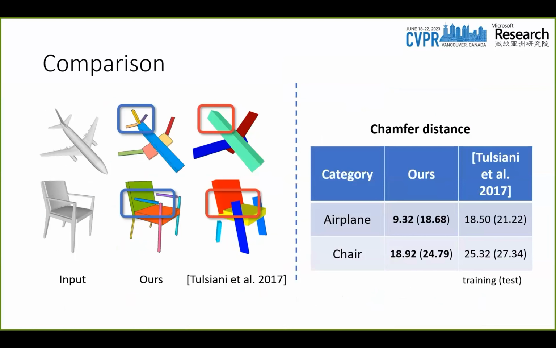We compare our results with the previous work, which is also an unsupervised learning method for cuboid abstraction. They use a single-level cuboid setting. Without any hierarchy, their method cannot well address structural variations and results in oversimplified abstraction.